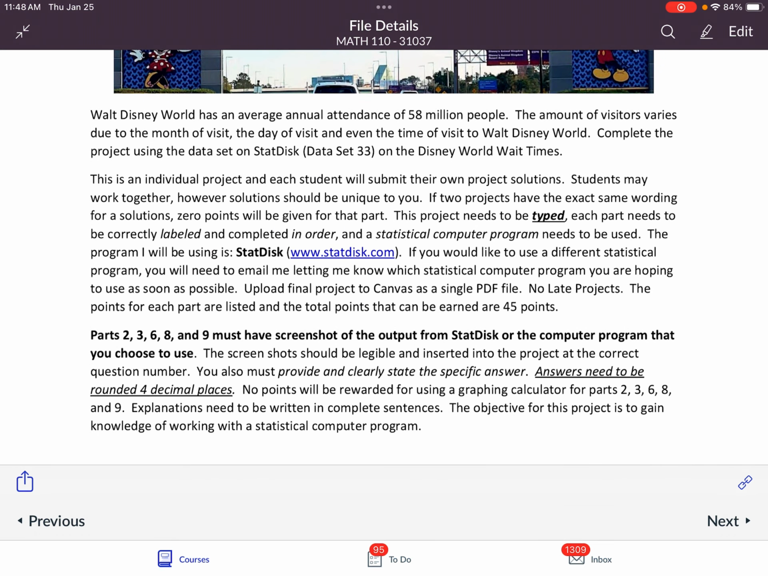This is also an individual project. You're going to be submitting your own solutions. You can work together, however, make sure that your answers are unique for you, meaning that your explanations need to be worded in your own words and not that of a classmate. 0 points are given for any part that is not following those directions.